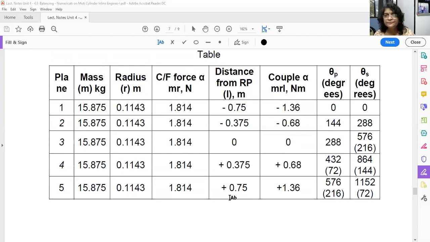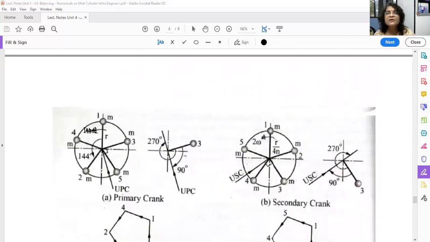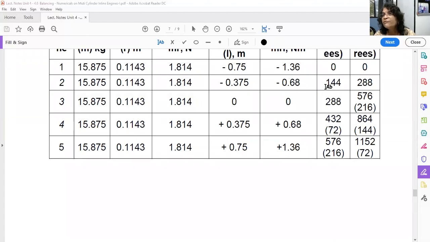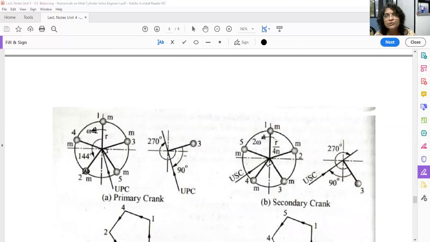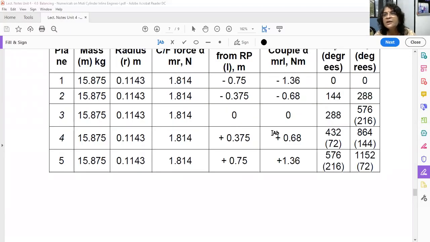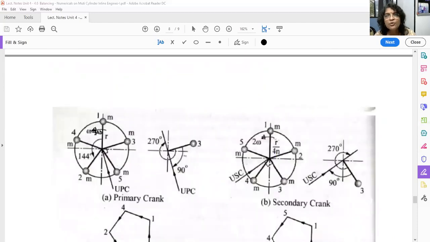Okay. So here is the primary crank diagram. Purposely we have assumed cylinder number 1. You can assume any reference. So here we have assumed cylinder number 1 along the positive y-axis. So 1 is here. What is the angle between 1 and 2? 144. Okay. So from here measuring 144 angle, here it is 2. Then what is the angle for 3? It is 288. Okay. So from 0 draw 288. It will be mass number 3.